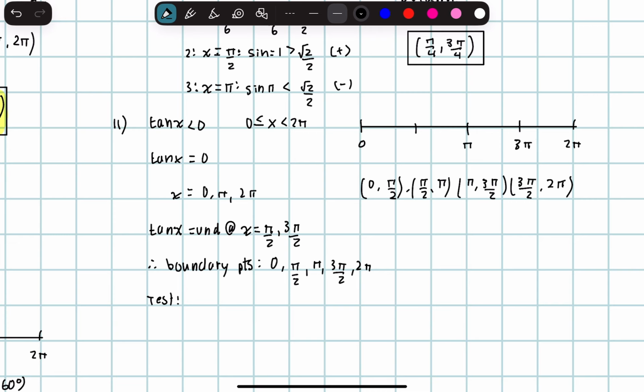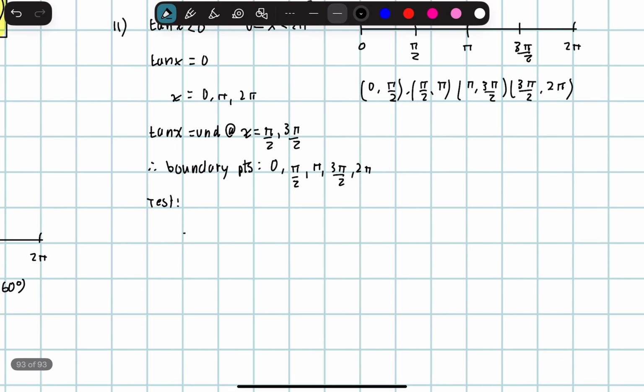Pi, 3 pi over 2, pi over 2. Now let's test some points. But we also know that in quarter 1, in general, tangent is going to be positive. So that's going to mean positive.